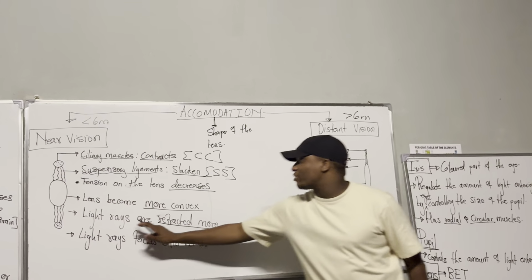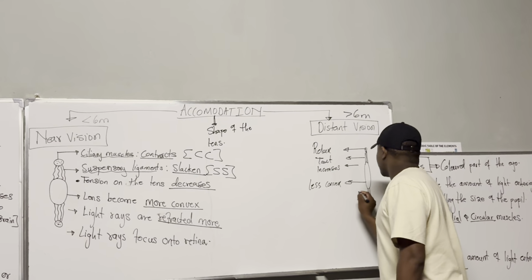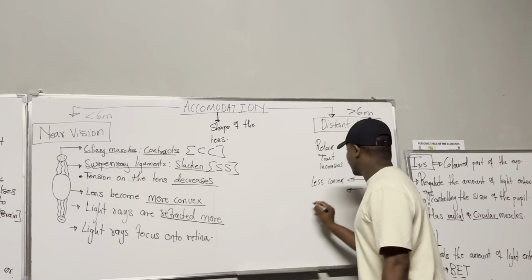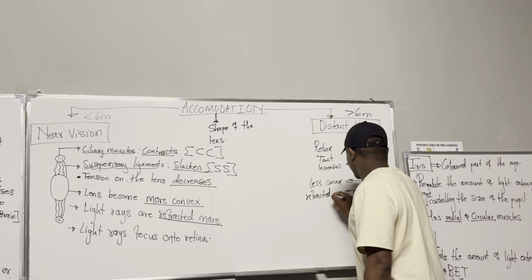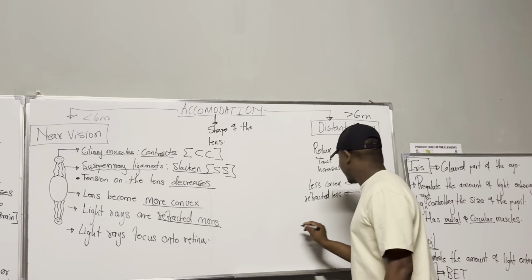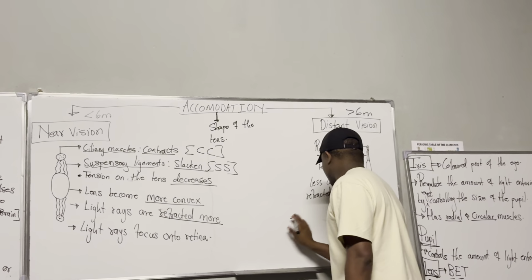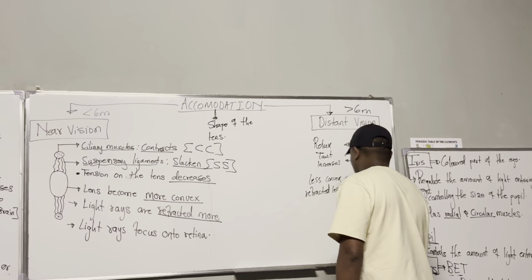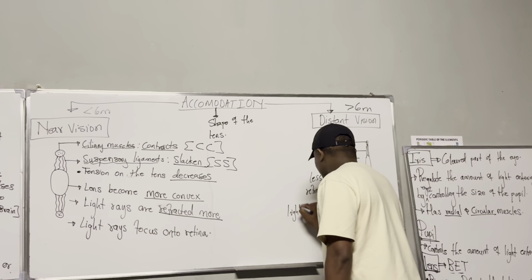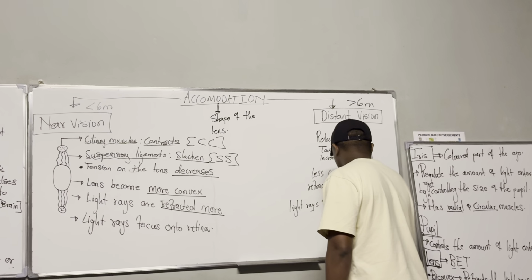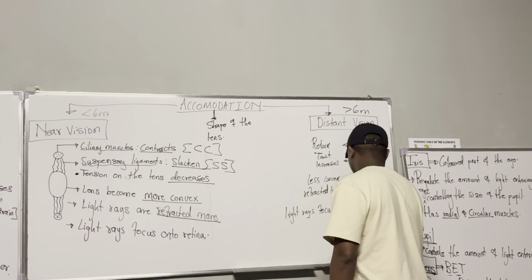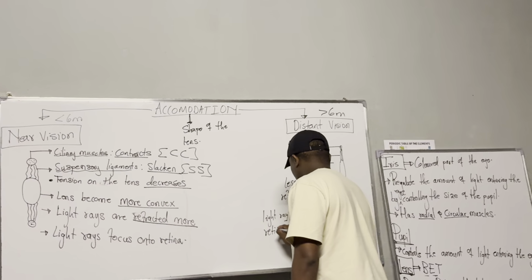And then we said light rays here are refracted more. Then now we're going to say here, light rays, they are what now? Refracted less. And then the famous point that is very important that I won't leave out, I'm going to add and say it as it is. Then light rays focus now onto the retina. So light rays now focus onto the retina.